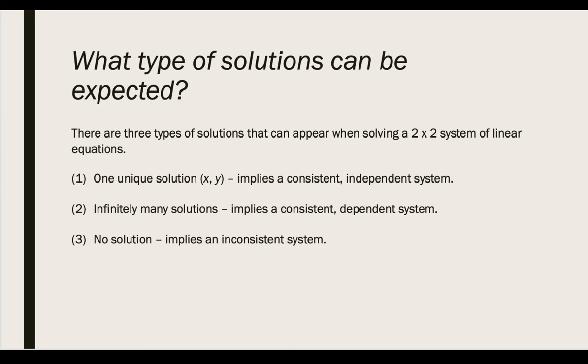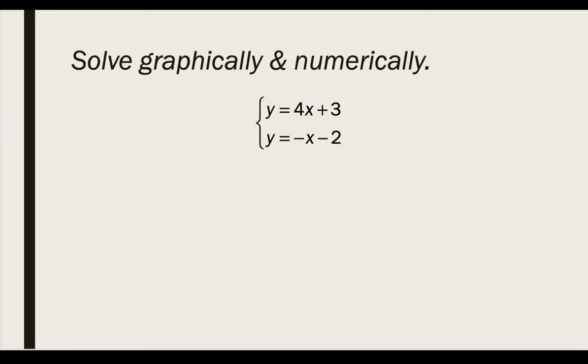There's no x and y values that will solve both equations at the same time. So that implies that we have an inconsistent system. So let's take a look at a few examples. So my first example here, I have y equals 4x plus 3 and y equals negative x plus 2.